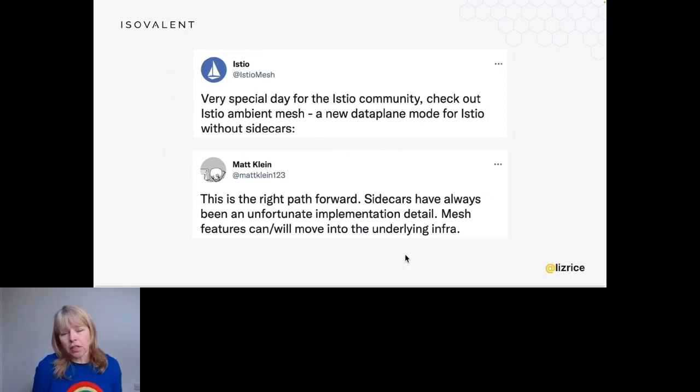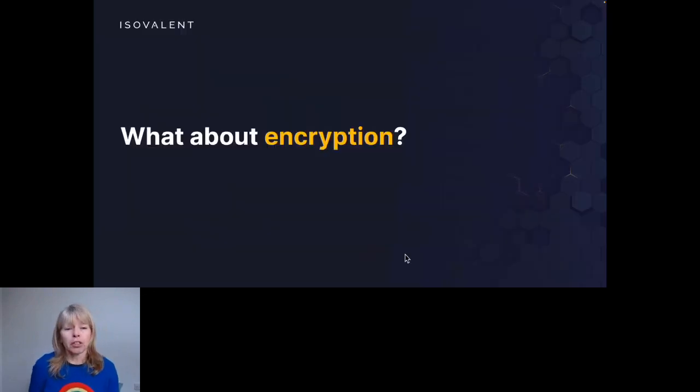One question that comes up with this is, what about encryption? So for many use cases, transparent encryption, which has been part of Cilium for a long time, is sufficient. Transparent because you don't have to make any changes to your application. You simply have the kernel at either end of a communication do the encryption using the node's identity for the encryption keys.